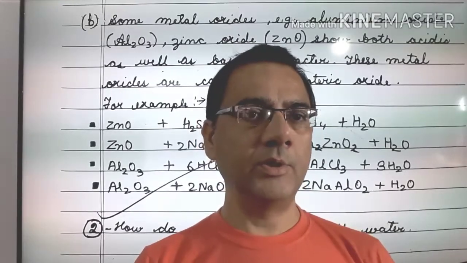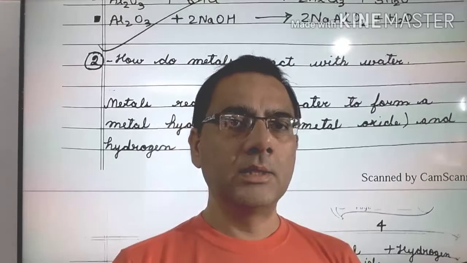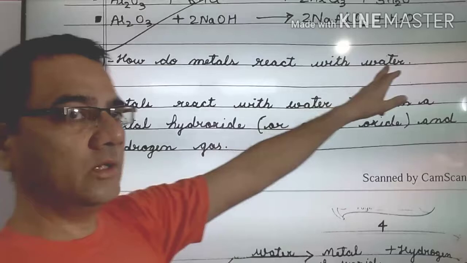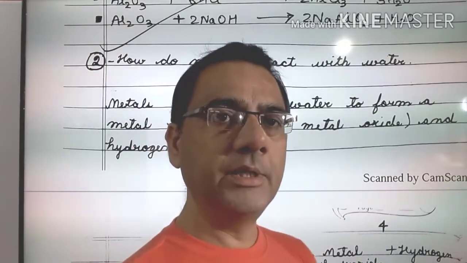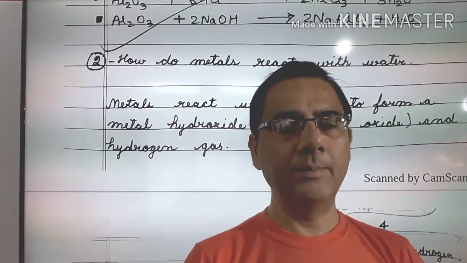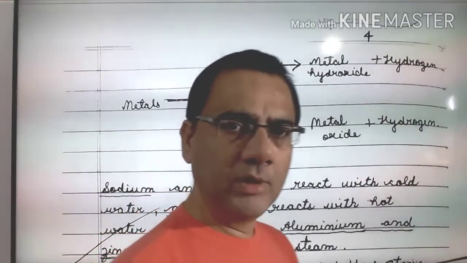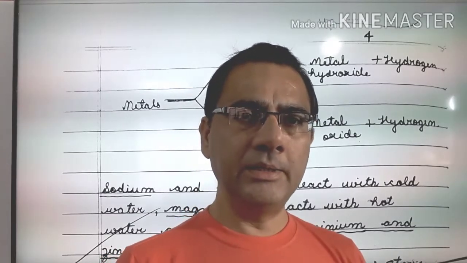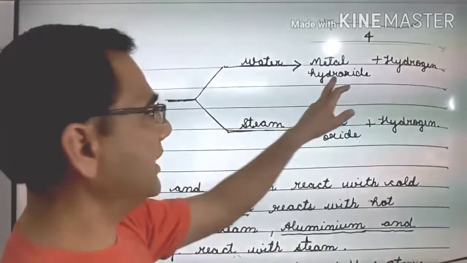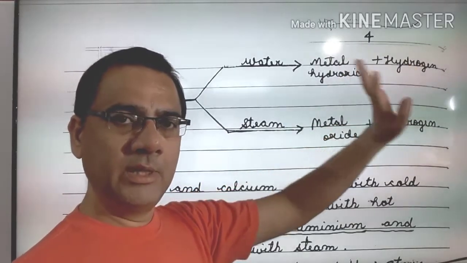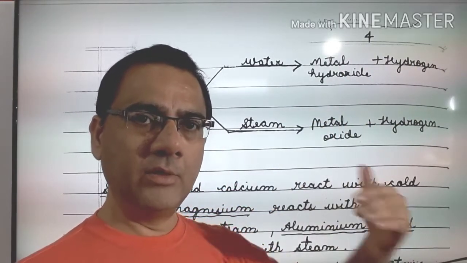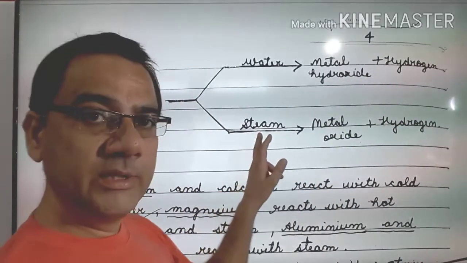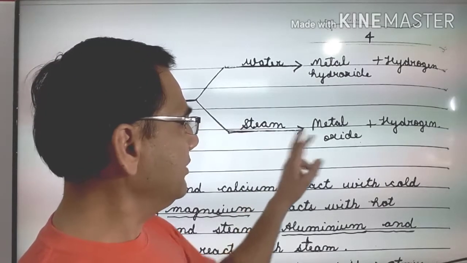Now we come to the next point. The second chemical property of metals, and that is how metals react with water. When metals react with water, what happens? Some metals directly react with the water, but some metals do not react with the water, they react with the steam. So if the metal reacts with the water, it forms metal hydroxide and hydrogen. Some elements react with only steam, they do not react with the water. When they react with the steam, they form metal oxide.